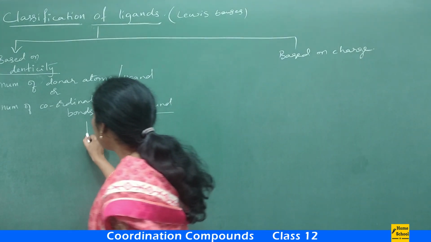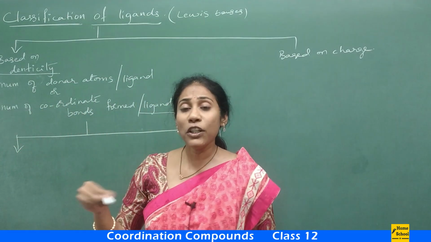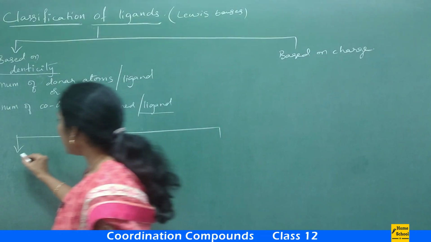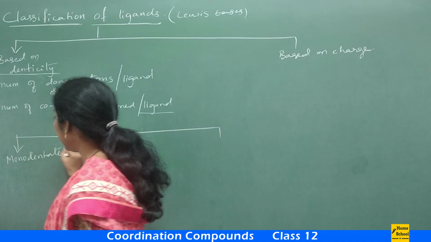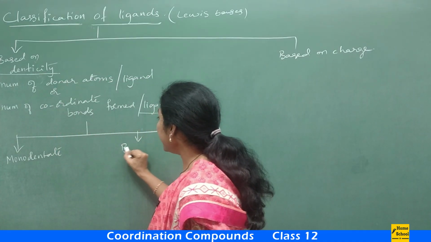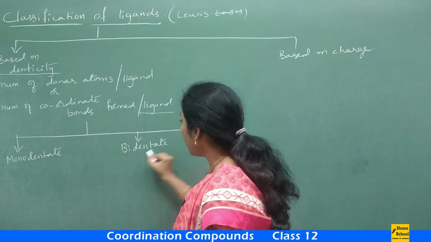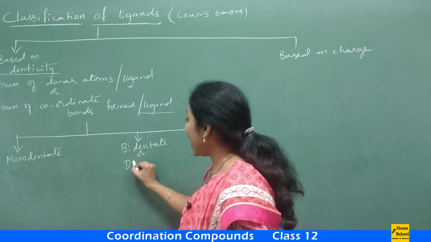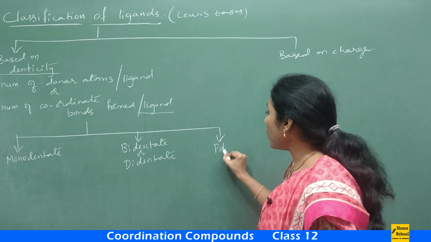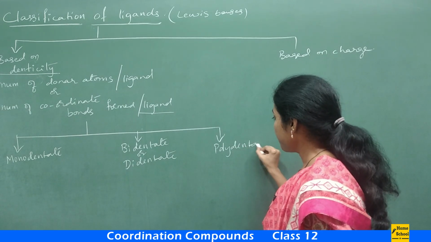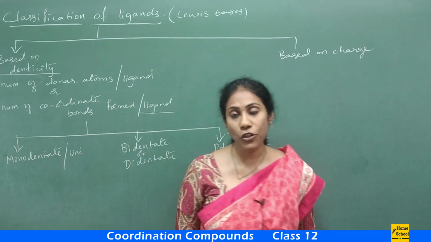Now based on denticity, we can have 3 or 4 types of ligands. The first one is monodentate ligands. Second, bidentate ligands, or we can also call them didentate ligands. And thirdly, we have polydentate ligands. Monodentate ligands can also be called unidentate ligands.